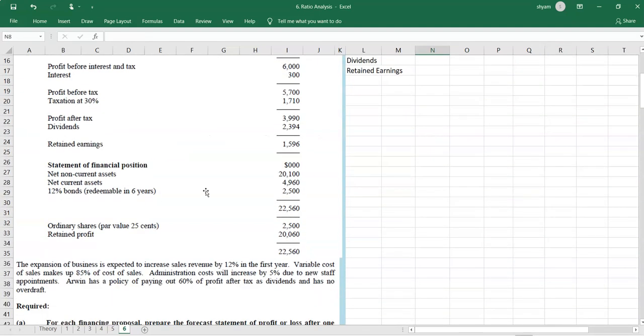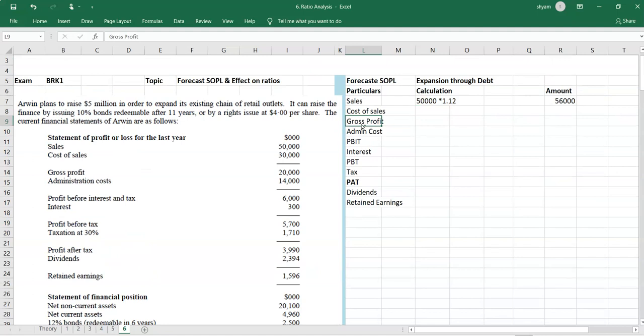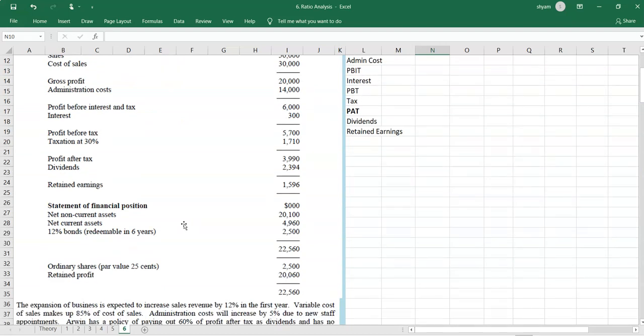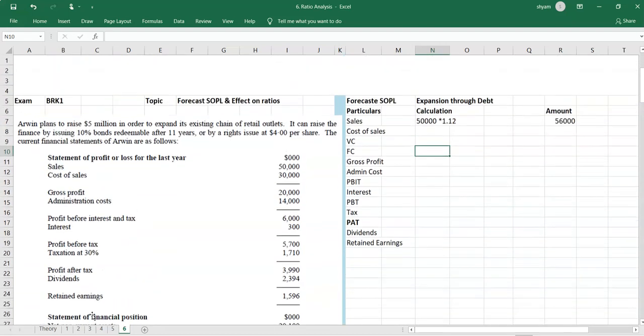And they also say that the cost of sales is 85% variable cost. So we can put it like this. The cost of sales has two parts: one is variable cost and the other one is fixed cost. The fixed cost is usually fixed, it will not change, right? So 15% of the cost is always fixed. So out of 30,000, this percentage is fixed.